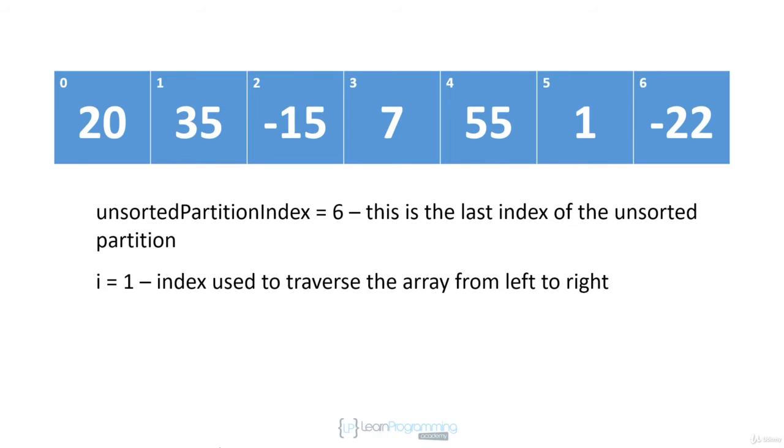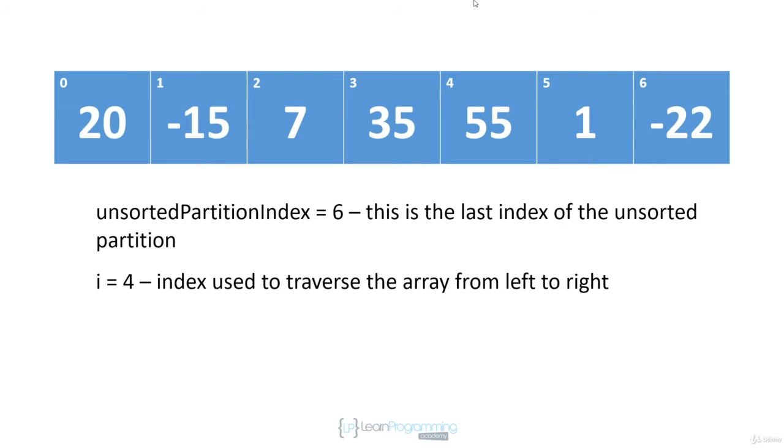So now we're going to look at the element at position 1 and compare it with the element at position 2. And in this case, 35 is greater than minus 15, so we swap them. So now minus 15 will be at position 1 and 35 will be at position 2, and we increment i to 2. So now we're going to compare the element at index 2 with the element at index 3. 35 is greater than 7, so we swap them, and we increment i to 3. So now we're going to compare the element at index 3 with the element at index 4. 35 is less than 55, so we don't do anything. We just increment i to 4.